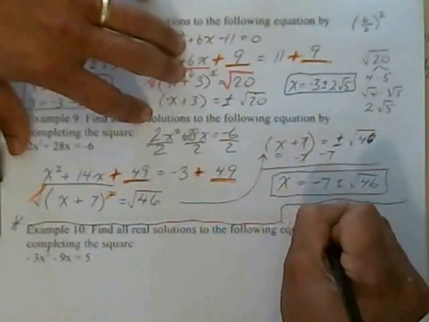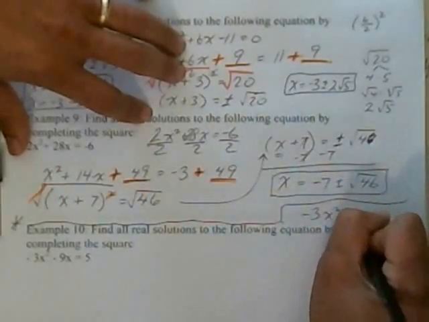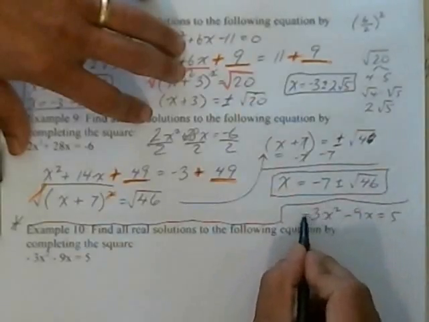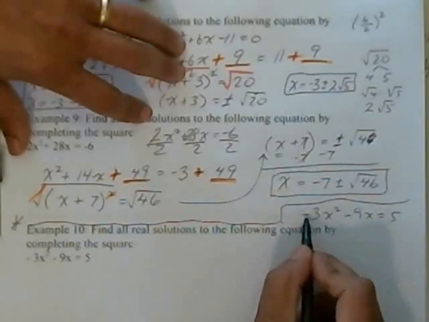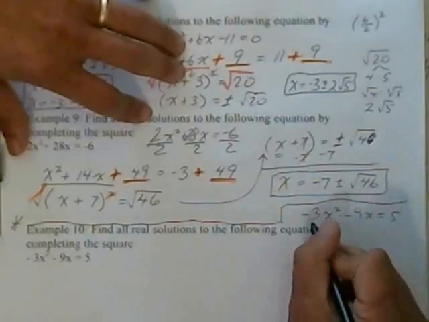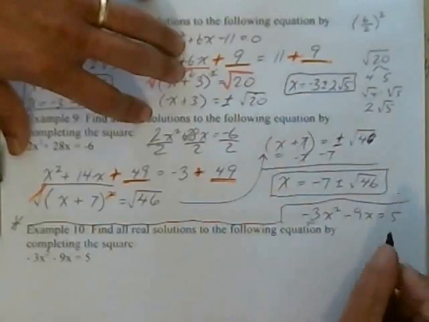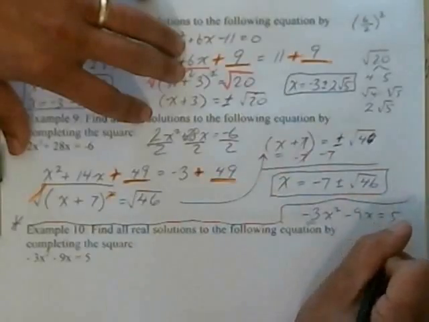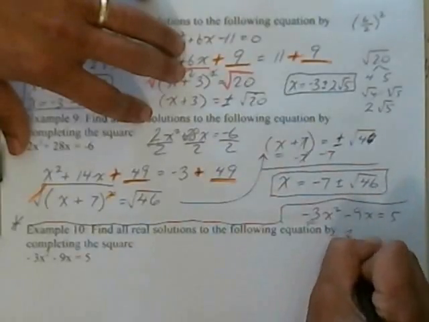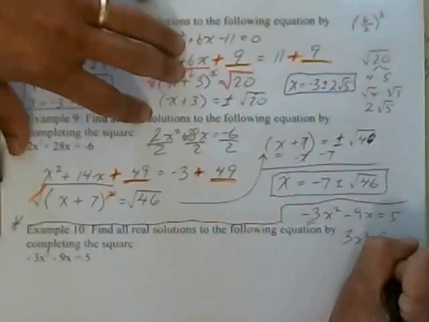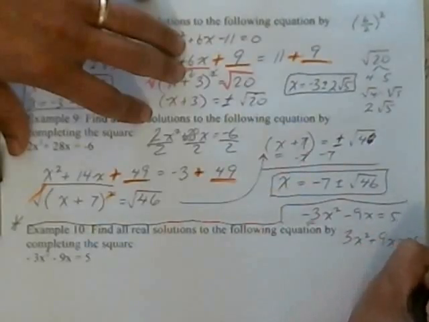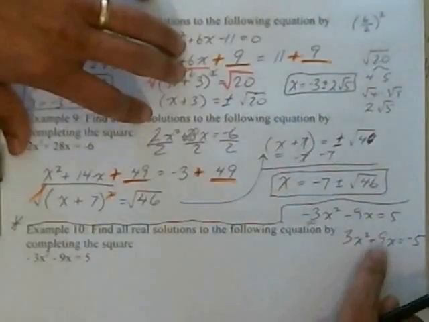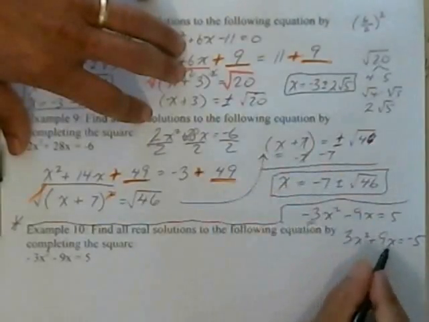So you have negative 3x squared minus 9x is equal to 5. I really don't like this negative, so I'm going to run a negative through. I like this to be a nice positive number, so I divide by negative 1, negative 1, negative 1, and end up with 3x squared plus 9x is equal to negative 5. I don't know if you can see that yet. You can see that. And now I'm going to complete the square on the left side.